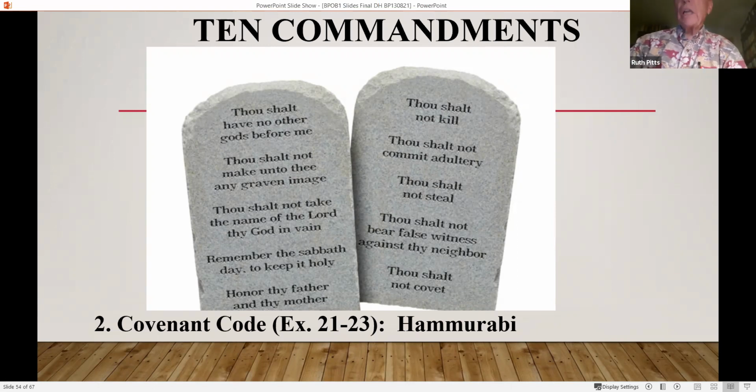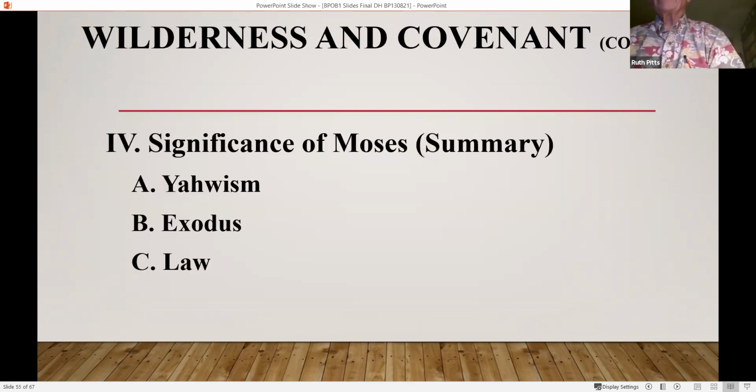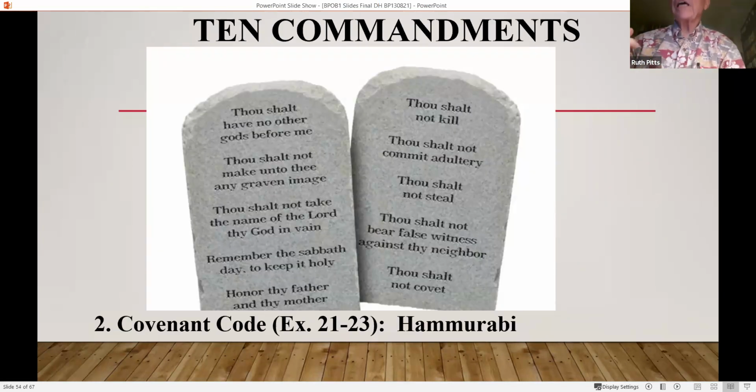Now, the covenant code in Exodus 21 through 23, go ahead, gives us examples. In the next 3 chapters, it will give you examples of how to apply these. So if a bull runs over somebody and kills them, then you're not guilty. But if it's been the habit of doing that, or if you don't do something about it, then it happens again, then you are guilty. And so it's what we call case law.